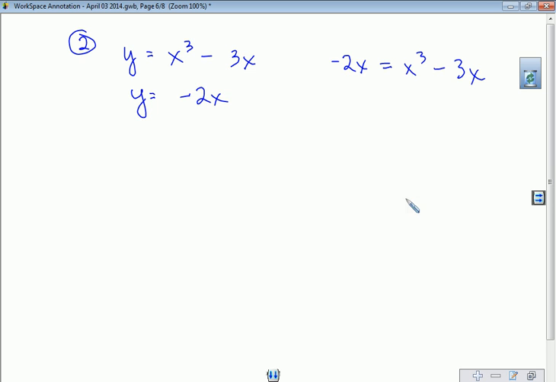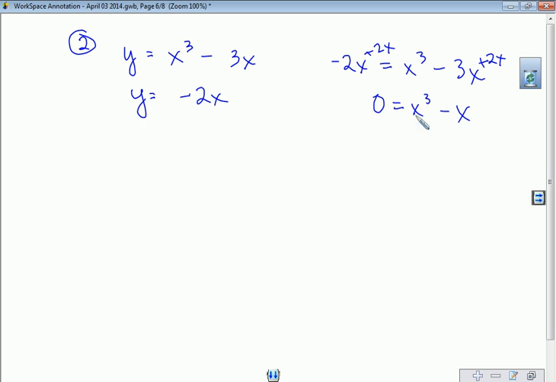And so what are we going to do? We want it to equal 0, so how do we do that, Brian? You add 2x. Add 2x to both sides. So we get 0 equals x cubed minus x. Now what will we do to solve this? To find where this equals 0? We factor.